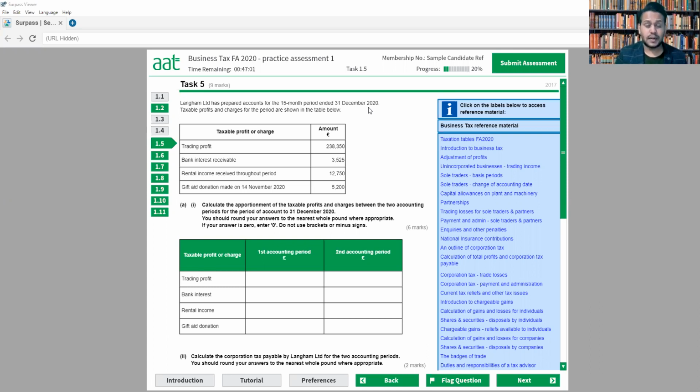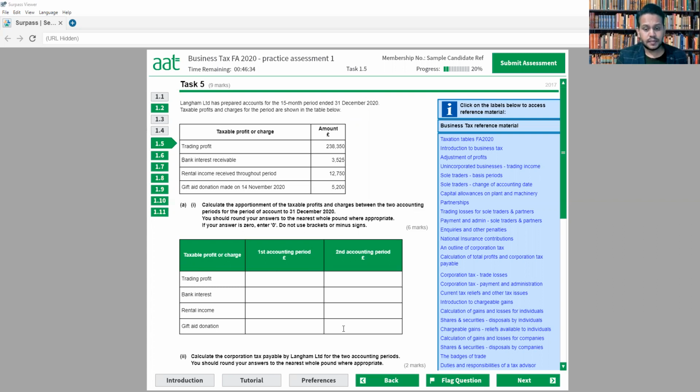So this thing you have to remember. Other than that, it's not a big deal. It's not a big problem. So let's have a look. Taxable profit and charges for the period are shown as below. We have a trading profit, a bank interest receivable, rental income, and a gift and donation. So then what is the requirement? Calculate the apportionment of the taxable profit between the two accounting periods.